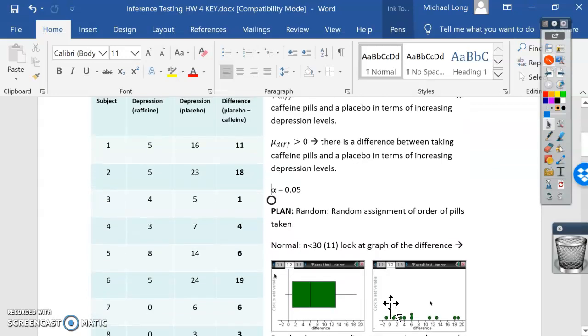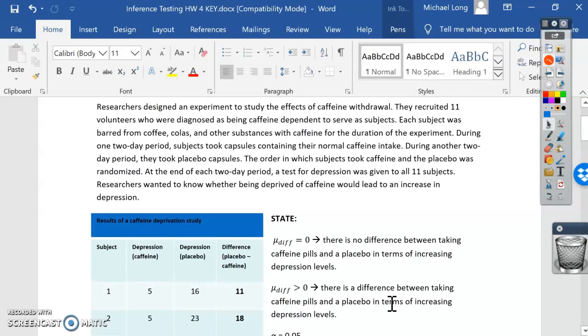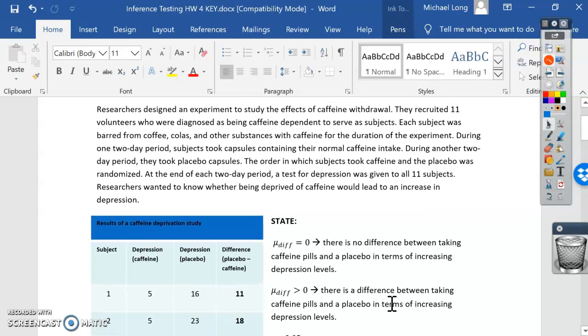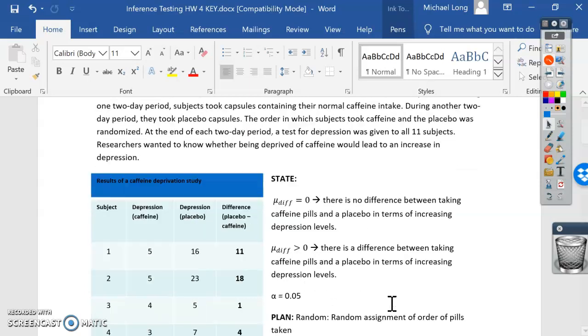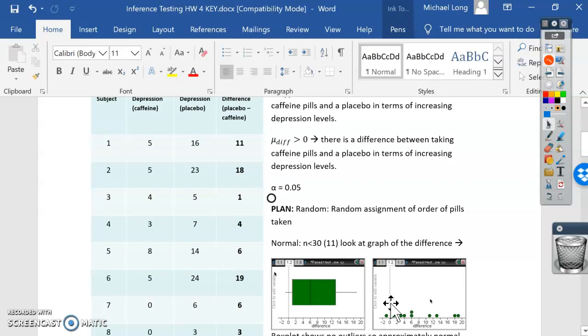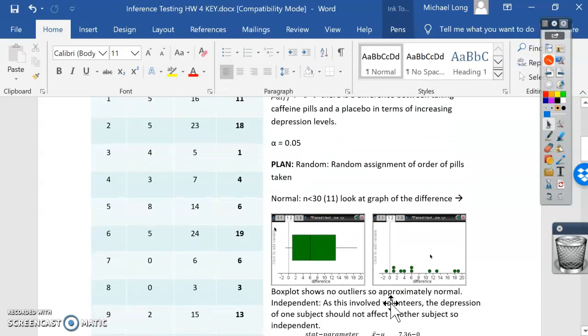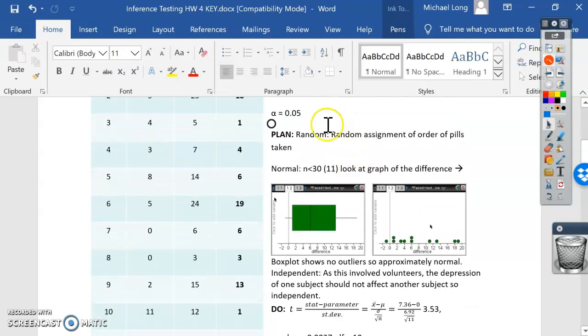Independent. This is the first time we've seen this. These are volunteers, if you notice. So what we got to do here with volunteers is we just got to show that one person's results should not influence another person's results. And that should be easy to see here. One person's depression level should not affect somebody else's depression level if these people are not working together, they're working at different jobs, etc. Okay? All right, so those are the three sections, random, normal, and independent, and how it works. A couple things that are different here.